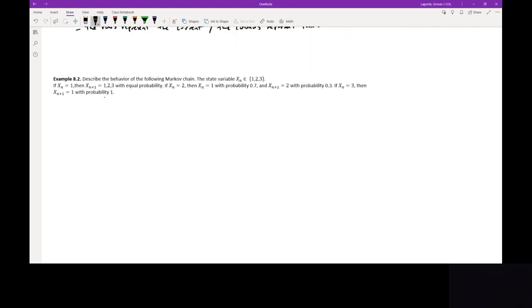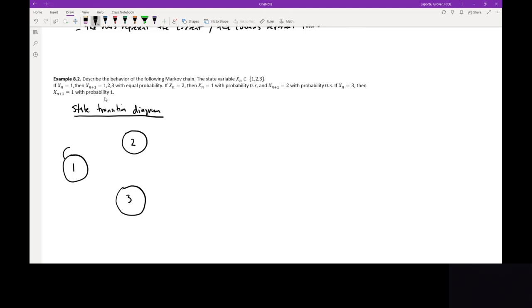Example 8.2 says describe this particular behavior. So let's draw a state transition diagram for this problem. If X of n is equal to 1, so if we're in state 1, then the next state is 1, 2, or 3 with equal probability. Okay, so that means that there's a state 2 and a state 3.